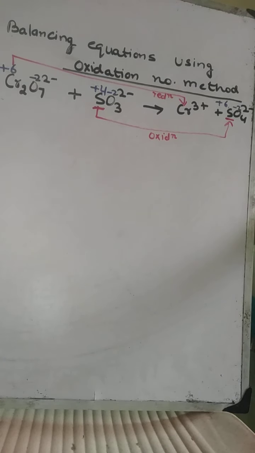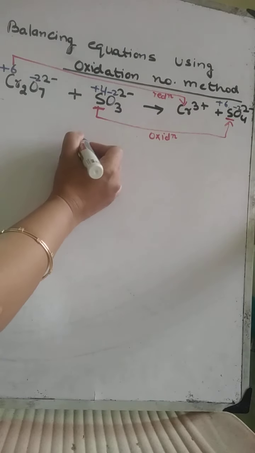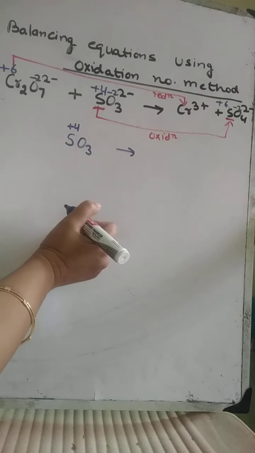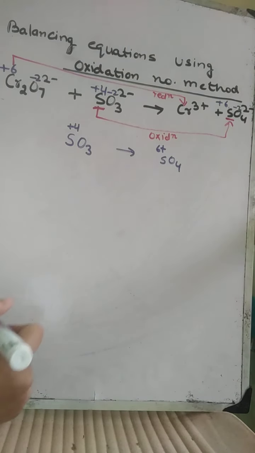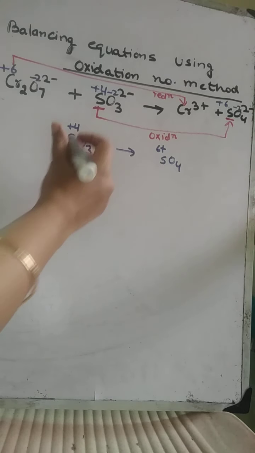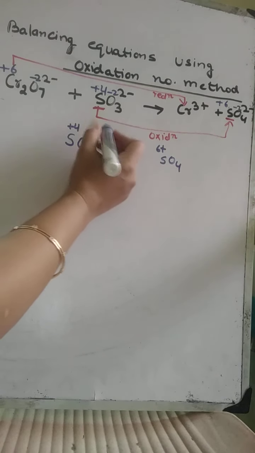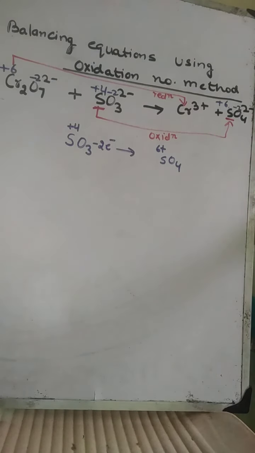Now there is a small trick which you will do in the rough, you will not do in the fair. Since I have already figured out that sulfur is undergoing oxidation, its oxidation number changes from +4 to +6. That means what has actually happened, sulfur has lost 2 electrons and it has gone to +6 oxidation state. So I will mention here 2 electrons.